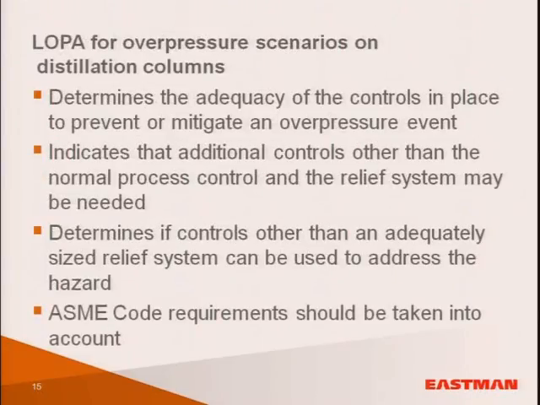So specifically talking about a LOPA on an overpressure scenario on a distillation column, the first thing we have to do is determine if the controls in place were adequate to prevent or mitigate the overpressure event. Since that wasn't the case, the LOPA indicated that some additional controls were needed other than the normal process control, and in this case the relief system, because I did not want to size the relief system for the magnitude of the event for abnormal heating or loss of cooling. And so we determined that some controls other than our adequately sized relief system could be used to address the hazard. And of course, we had to address all of the appropriate ASME code requirements for providing relief and overpressure protection for this column system.